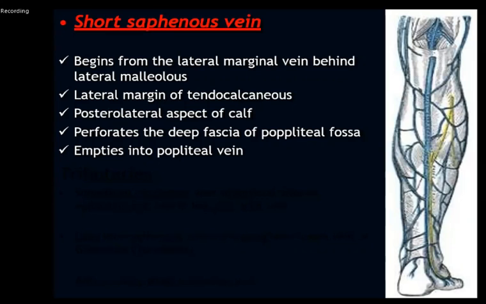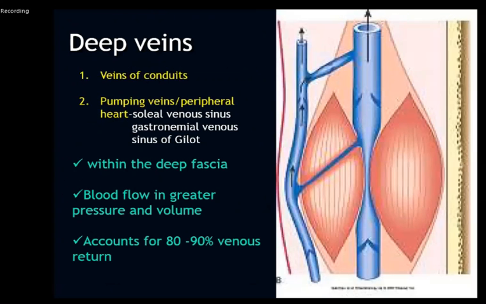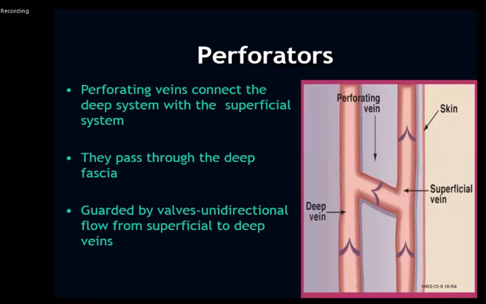There are deep veins which are located within the deep fascia, and the blood flow is greater in pressure and volume in these deep veins, and they account for 80 to 90% of the venous return. Perforators are veins which connect the superficial with the deep venous system. They pass through the deep fascia and they are guarded by valves, and these valves prevent blood flow in one direction, that is, the blood will flow from superficial to the deep veins.